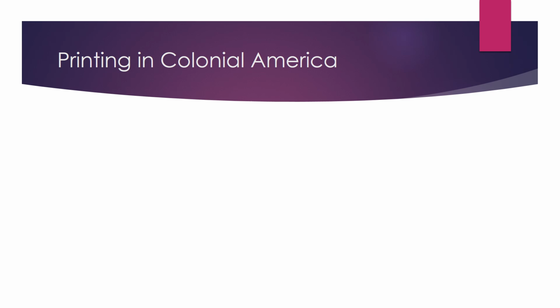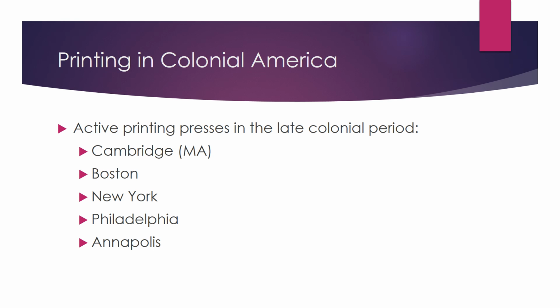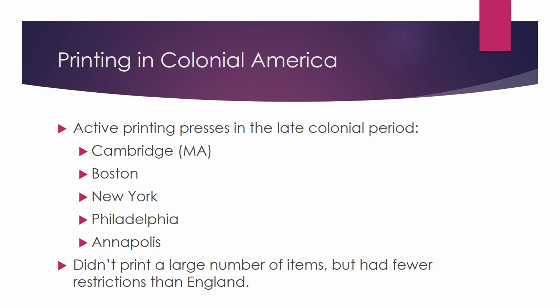The printing press was active in many areas of America, including the following: Cambridge, Massachusetts, Boston, New York, Philadelphia, Annapolis. While these places only printed about 250 different items from 1696 to 1700, they had a distinct advantage over England, where printing was restricted by law to 4 places: London, York, Oxford, and Cambridge. So therefore, the American colonies had the chance to become a cultural leader in printed literature.